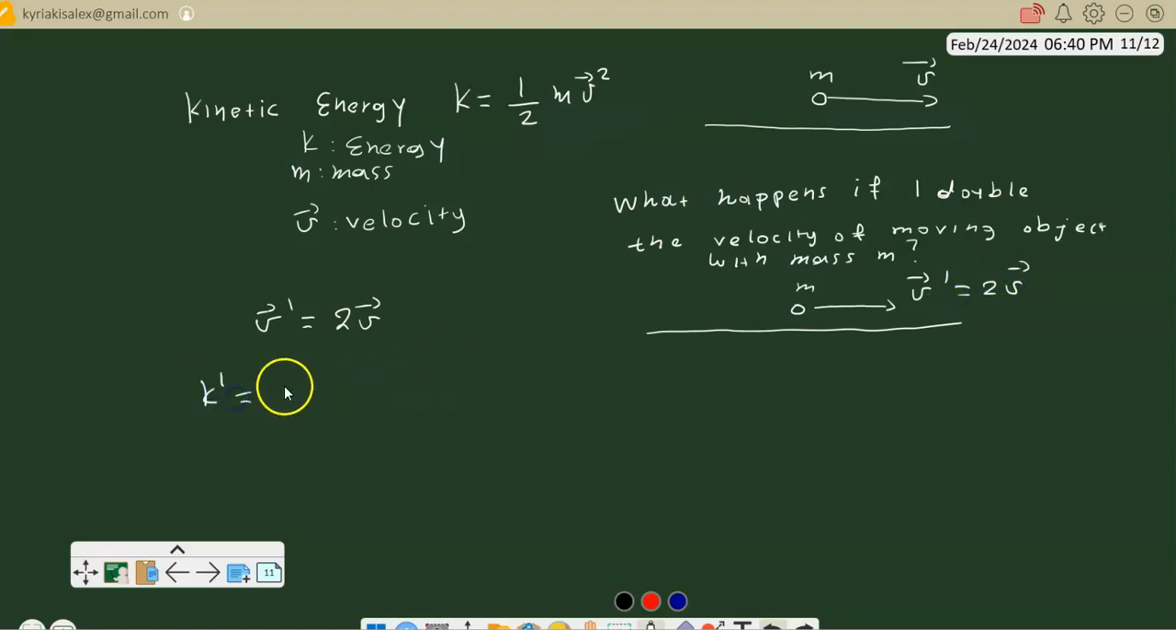So the new kinetic energy is given by this formula. The mass stays the same. So I have the product of a half times the mass times the new velocity squared. I call this relationship 1 and this relationship 2. I divide the kinetic energies, so I find the ratio k divided by k prime. K is the previous, k prime is the new kinetic energy.